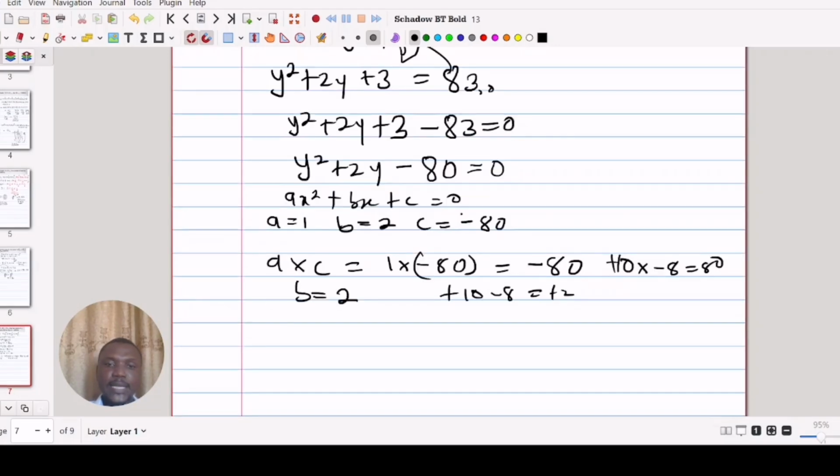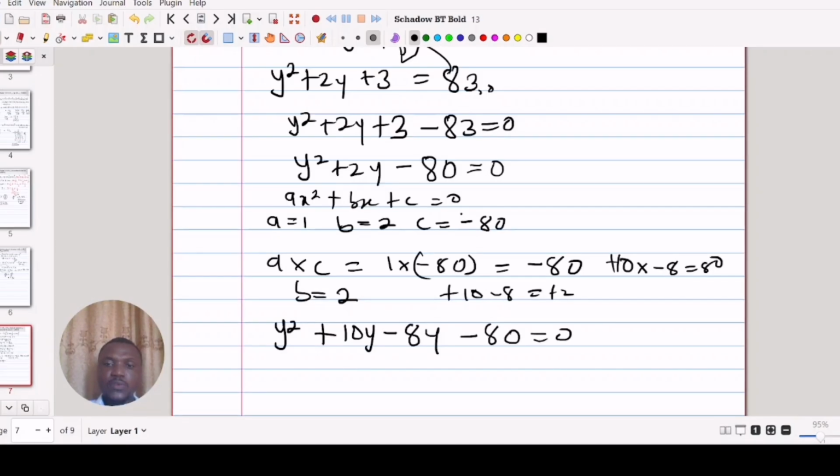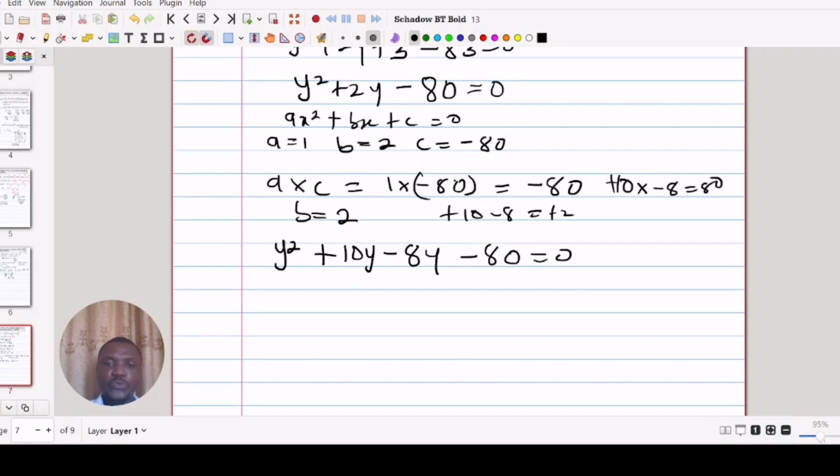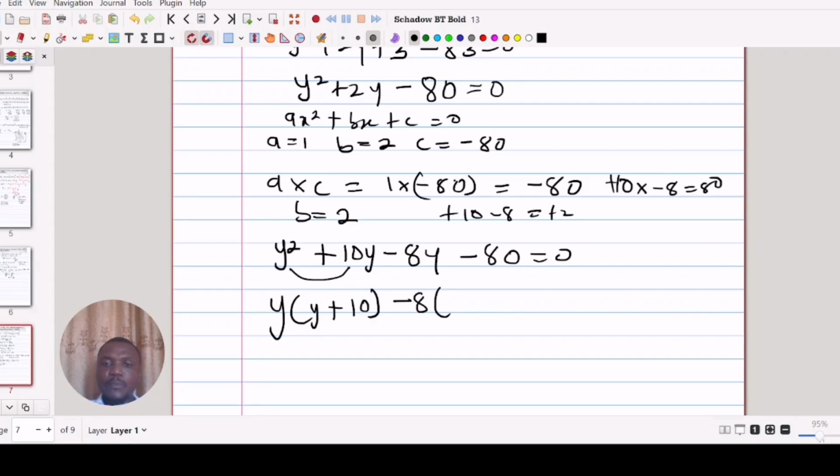Since you have found the two, we have found the factors that meet the requirement we're looking for. So that will be y squared plus 10y minus 8y minus 80 equals 0. So we are going to factorize these two first. Y squared plus 10y. What's common to these two? We see that it is y. So y squared divided by y, that will be y. 10y divided by y, that will be 10. Then you come to this minus 8y minus 80. What's common? That's minus 8. Minus 8y divided by minus 8, that will be y. Minus 80 divided by minus 8, that will give you plus 10.